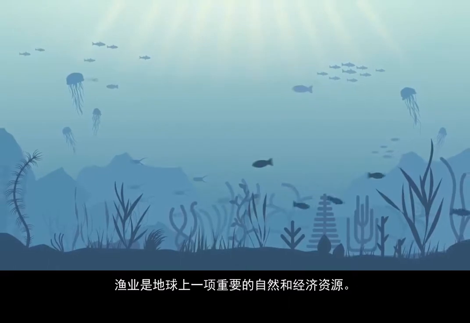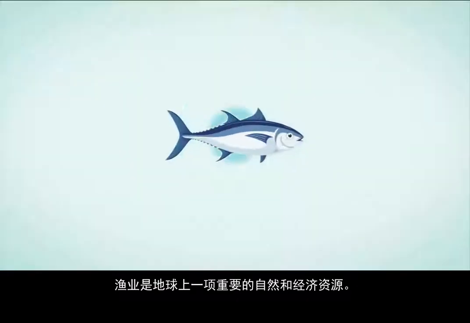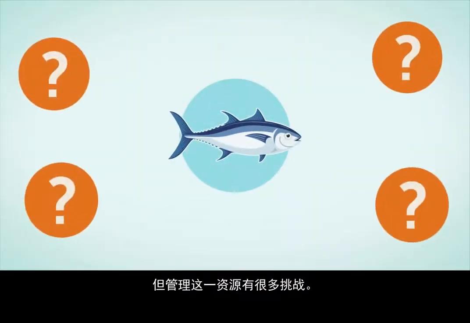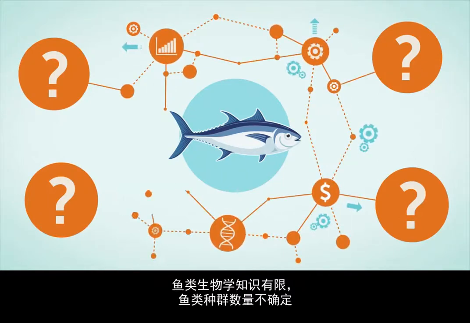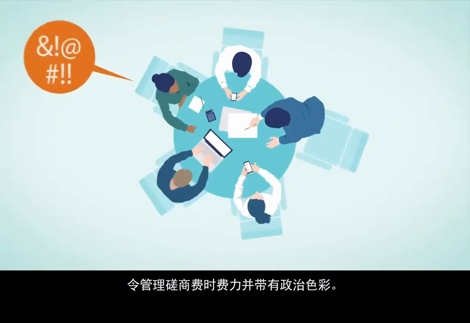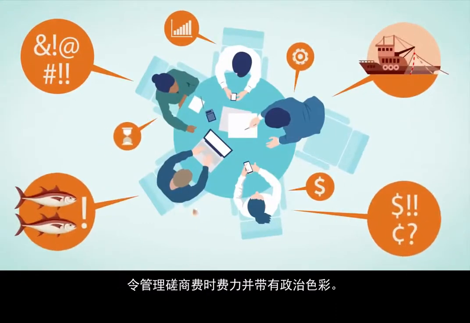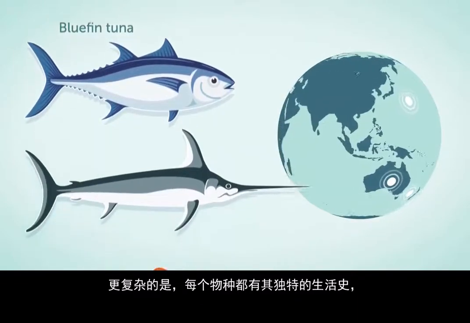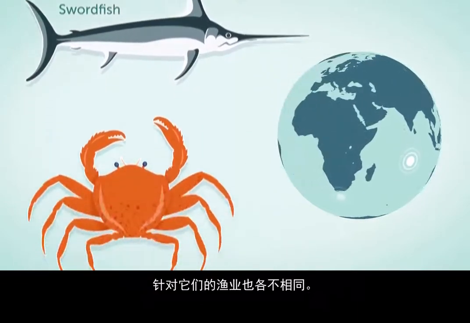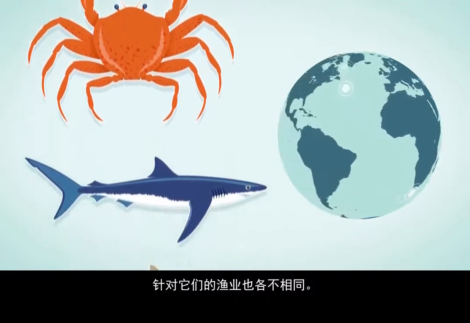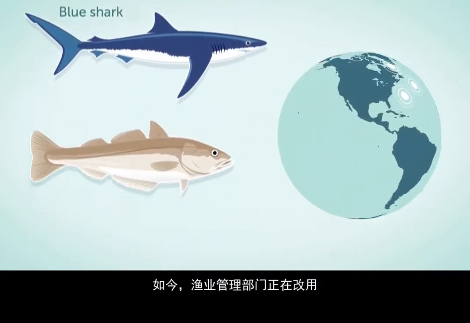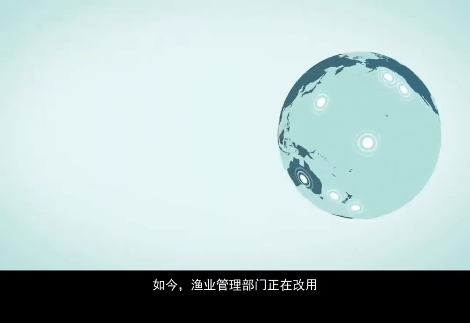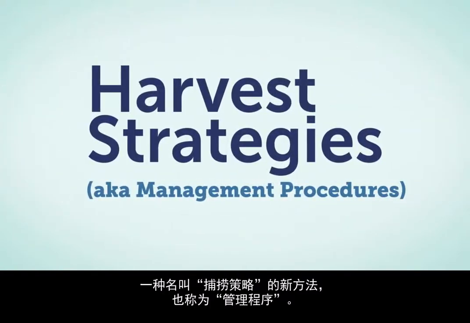Fisheries are a key natural and economic resource for our planet, but managing them is challenging. Limited knowledge about fish biology and uncertain fish population estimates can make management negotiations long, difficult, and politicized. Further complicating things, each species has a unique life history, and the fisheries that target them are all different. Today, fisheries management is transitioning to a new approach called harvest strategies, also called management procedures.